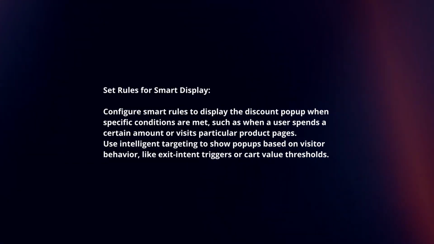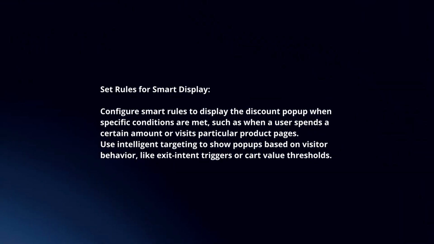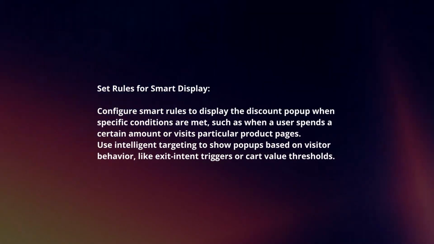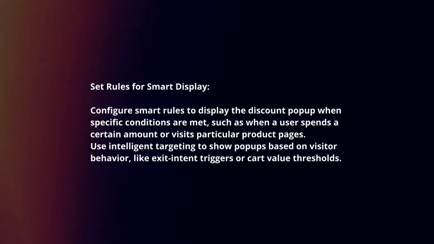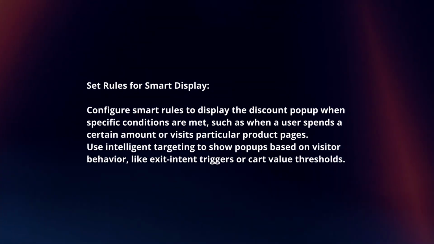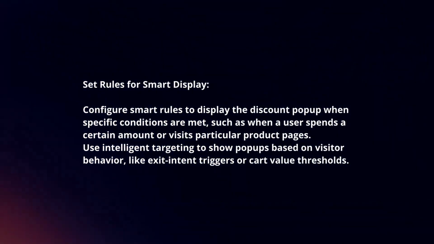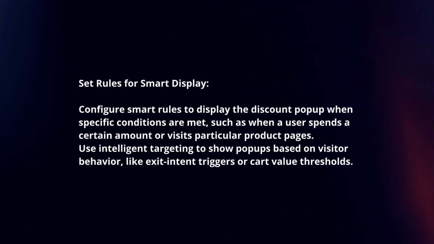Set rules for smart display. Configure smart rules to display the discount pop-up when specific conditions are met, such as when a user spends a certain amount or visits particular product pages. Use intelligent targeting to show pop-ups based on visitor behavior, like exit intent triggers or cart value thresholds.